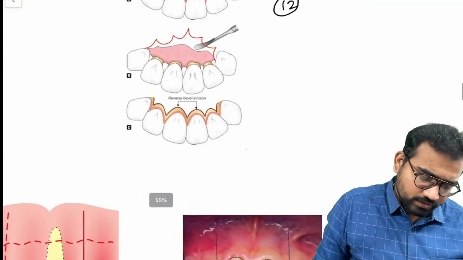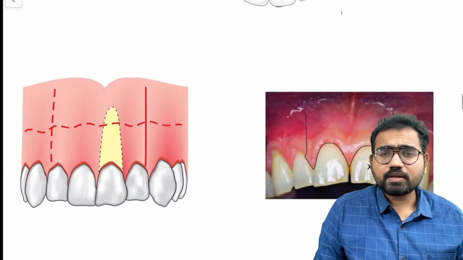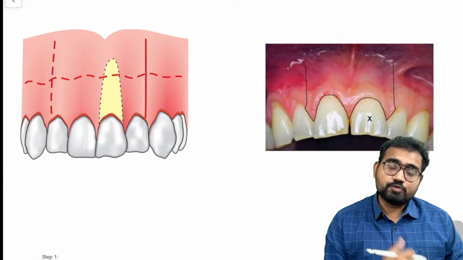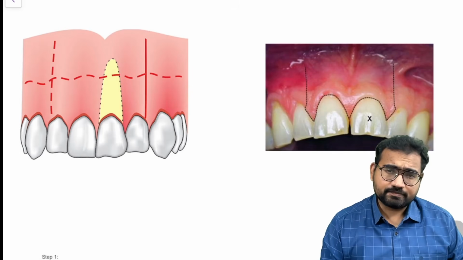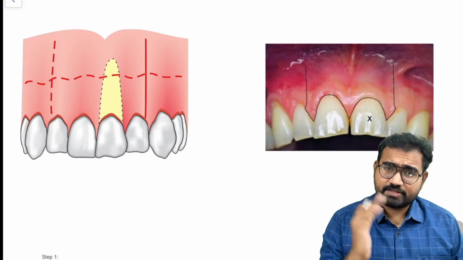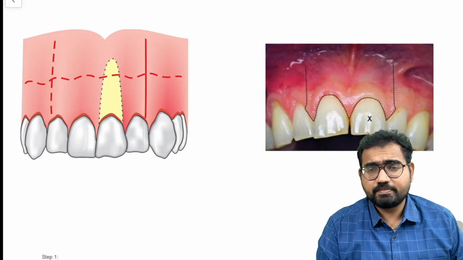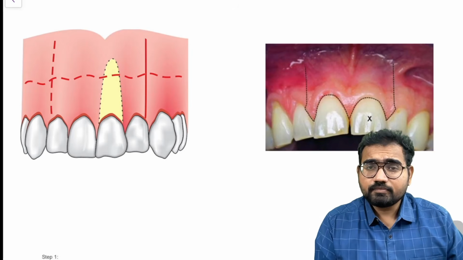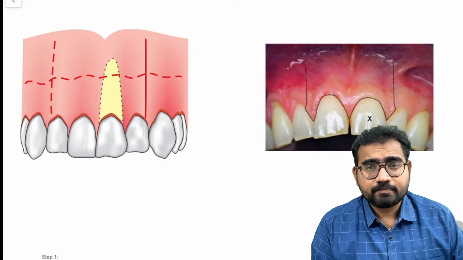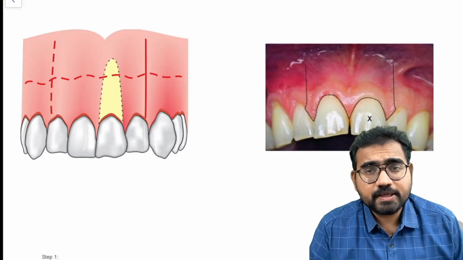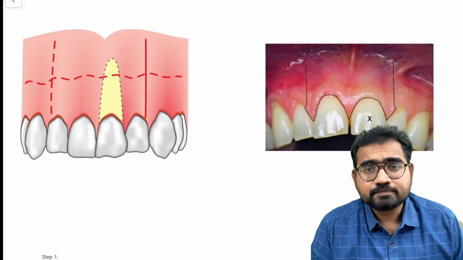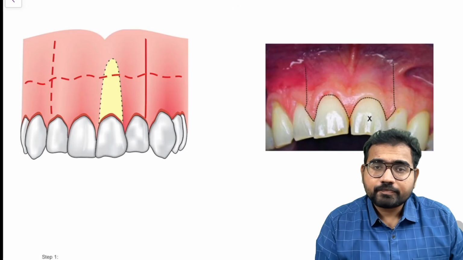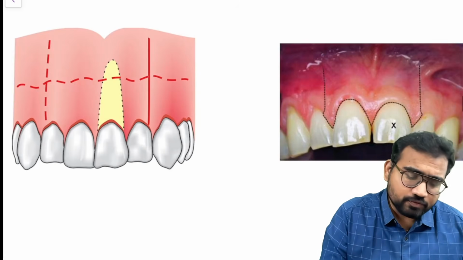If you take a look at the vertical incision, there is a set of rules for placing it. You cannot place a vertical incision just like that. What happens if you do? There are chances of recession, compromised blood supply, post-operative discomfort, shrinking of gingiva, sensitivity and pain. Now, what are the set of rules?